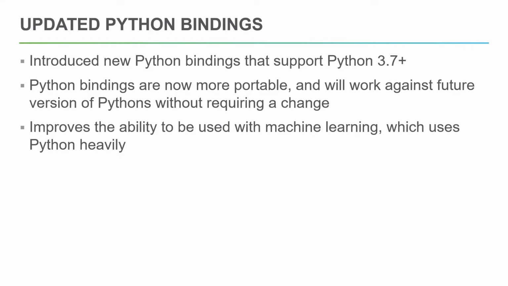For those of you who have used our Python bindings previously, you may recall that they were version locked to a specific version and required a new build of document filters when a new version of Python was released. That's no more. Our new bindings support any version of Python from 3.7 onwards and will work with future versions of Python out of the box. So what's different? Let's take a look.